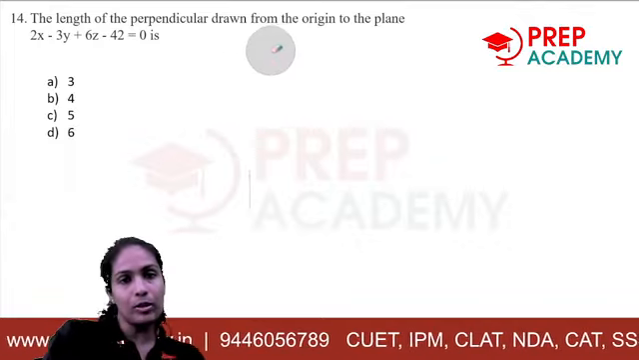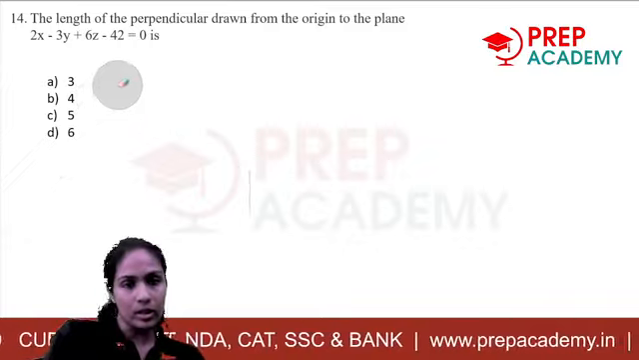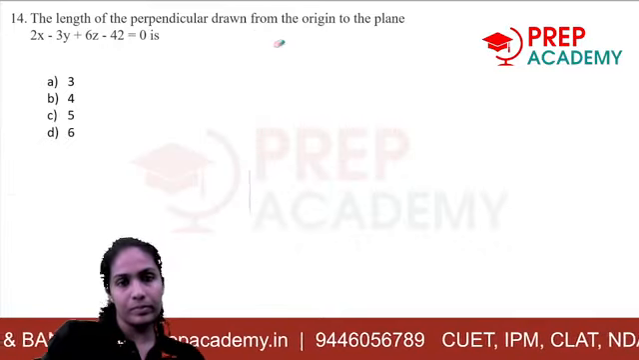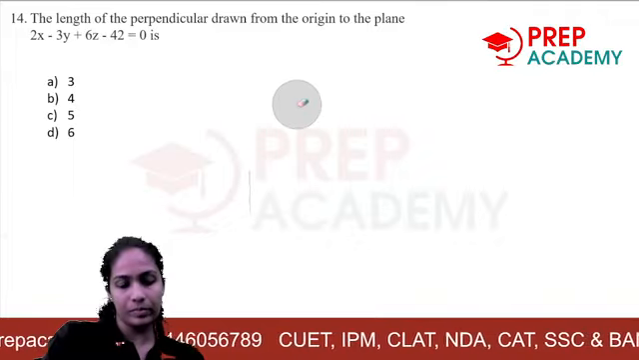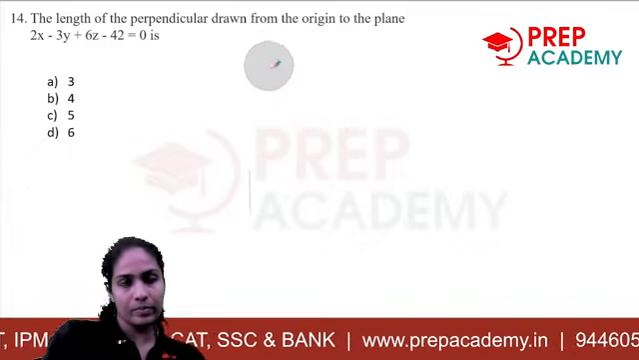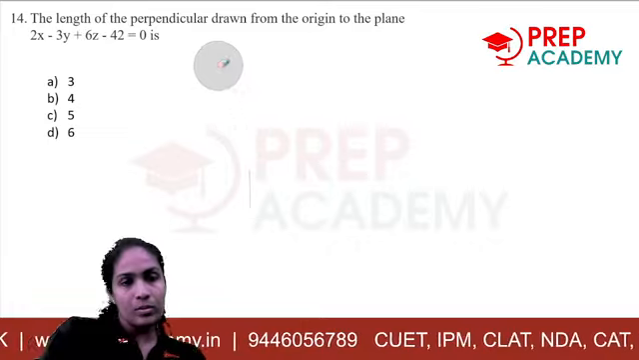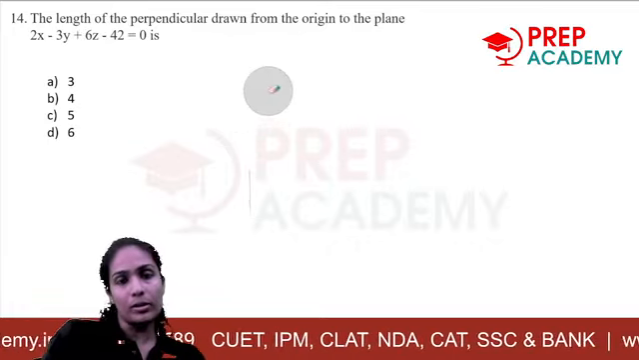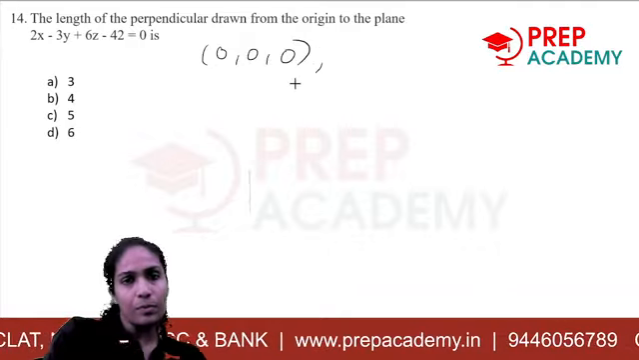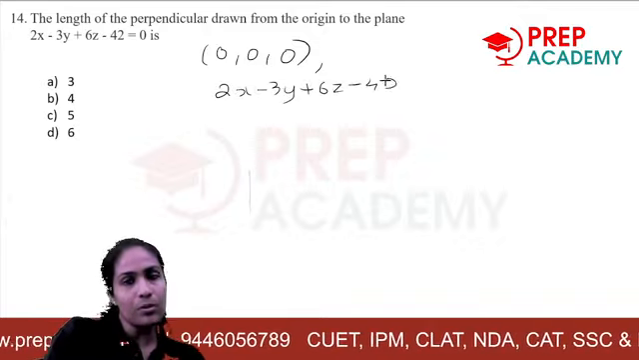Next question, the length of the perpendicular drawn from the origin to the plane 2x minus 3y plus 6z minus 42 is equal to 0 is option A 3, option B 4, option C 5 and option D 6. So here you are asked to find the length of the perpendicular drawn from the origin. So the point is origin. Origin means coordinate 0, 0, 0. And the equation of the plane is 2x minus 3y plus 6z minus 42 is equal to 0.